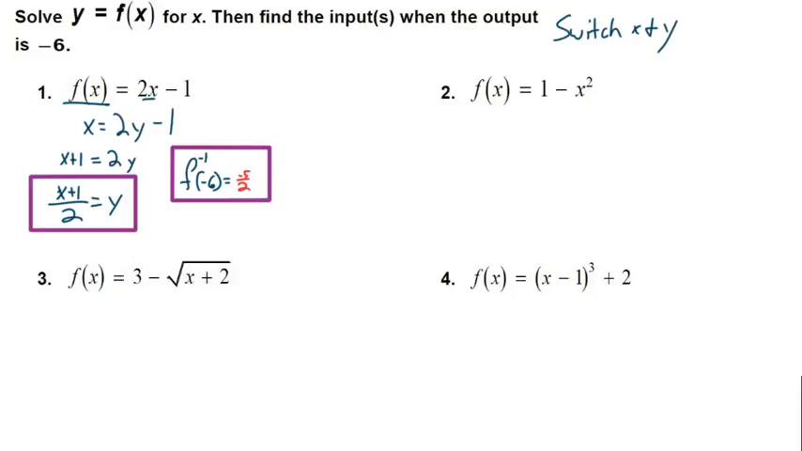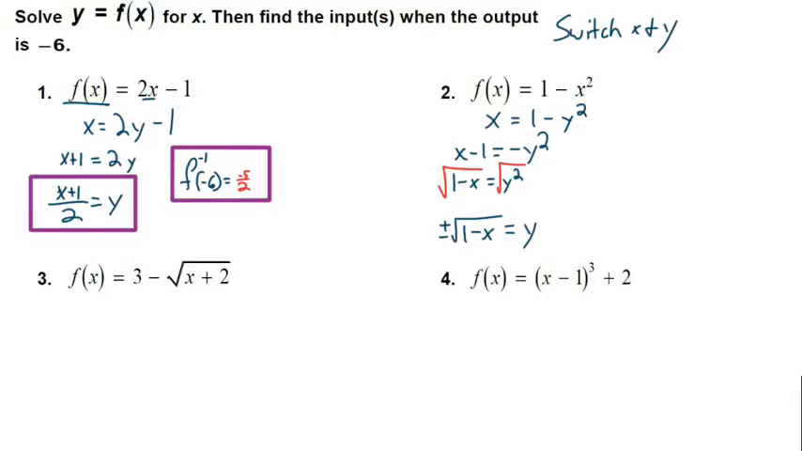Alright, number 2. Again, first thing you do, switch x and y. So this becomes x equals 1 minus y squared. We'll subtract the 1, so that's x minus 1 equals negative y squared. Divide by negative 1. I'm actually going to do it like this, not that the other way is improper. You can write negative x plus 1, that's fine. I make fewer mistakes if I write it like this. And from here, we're going to square root both sides. So we get plus or minus the square root of 1 minus x equals y.